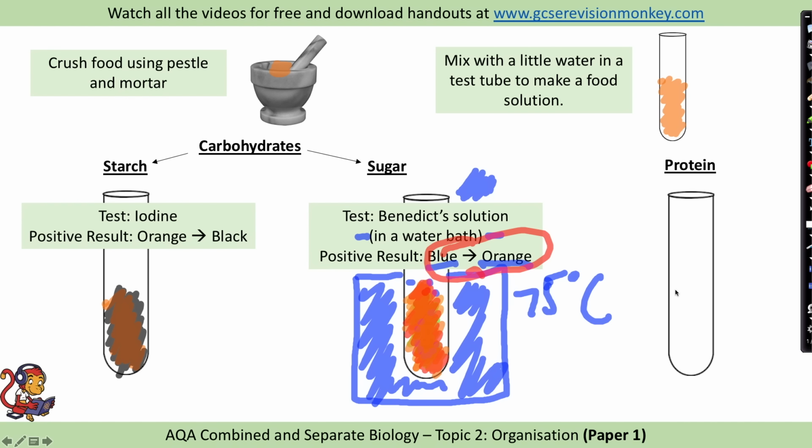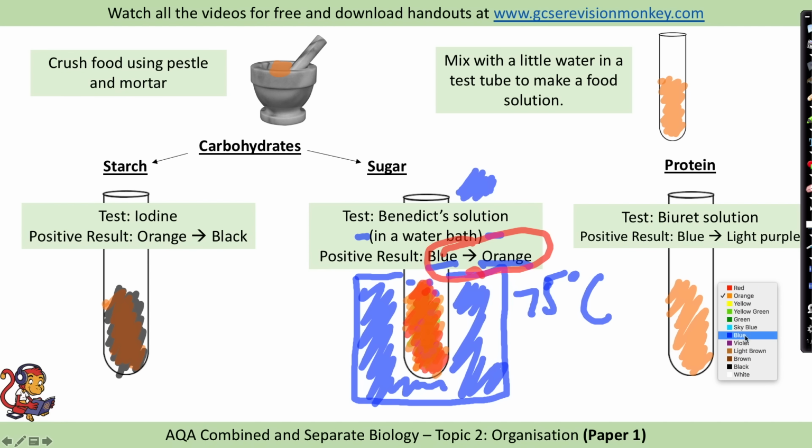So to test for protein, our final food test, we would add a food sample into our test tube. And the test for protein is to add Biuret solution. And that's quite a light blue solution that we add in. And that will turn to purple. Okay, it's quite a light purple, that's why I put light purple, but you still get the mark if you put purple in there as well. So if protein's present, you will get the colour change from blue to purple.